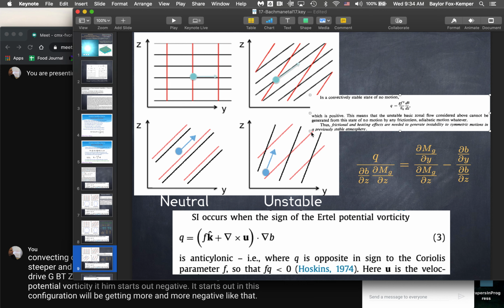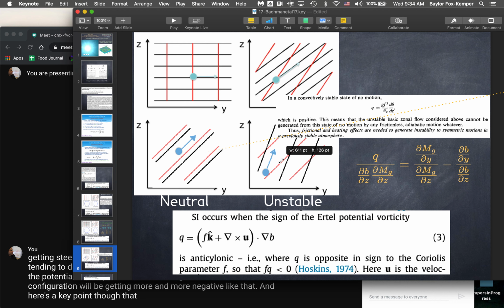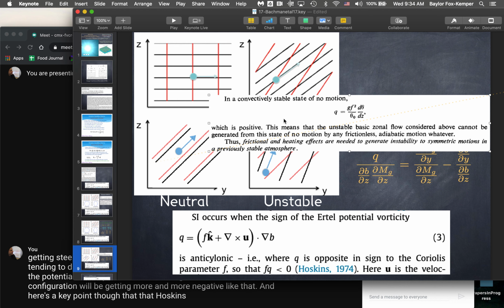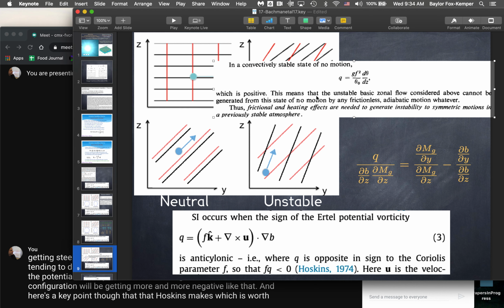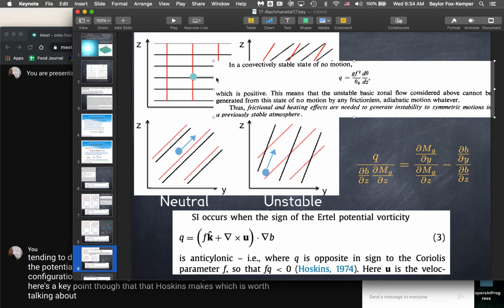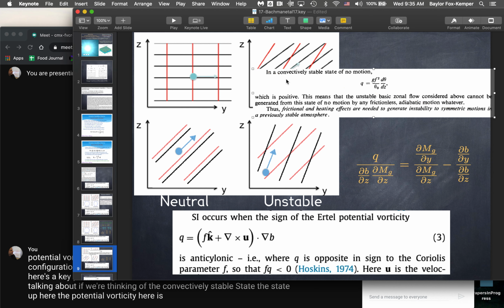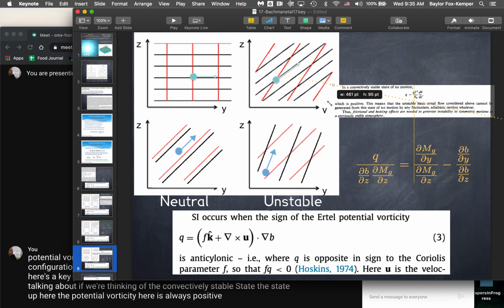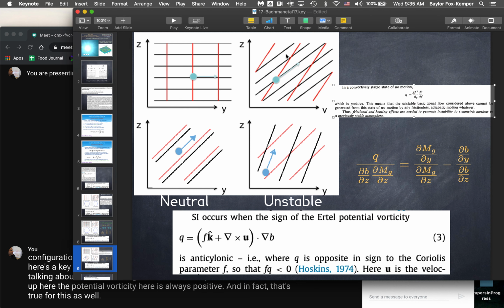And here's a key point, though, that Hoskins makes, which is worth talking about. If we're thinking of the convectively stable state, this state up here, the potential vorticity here is always positive. And in fact, that's true for this one as well. Even in the presence of a front, as long as those momentum surfaces are more steep than the buoyancy surfaces, the potential vorticity is still positive.